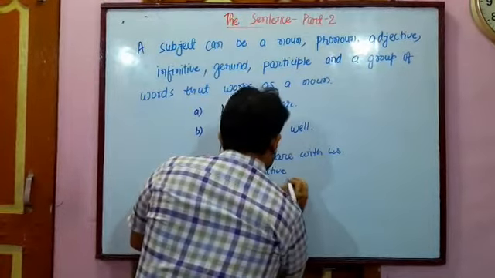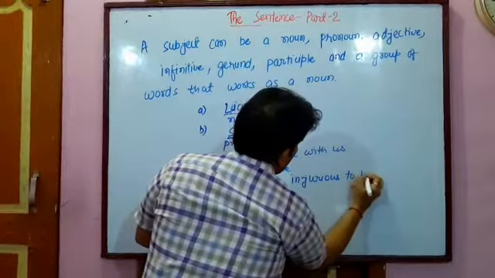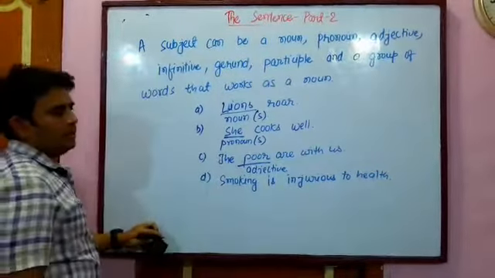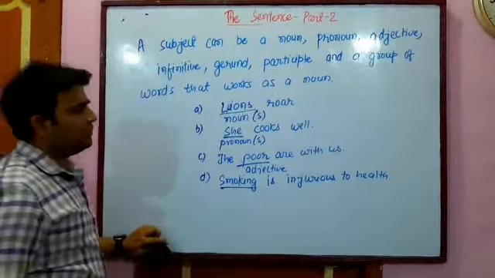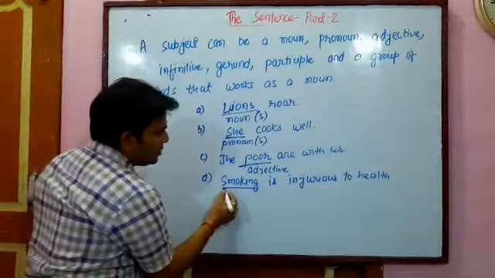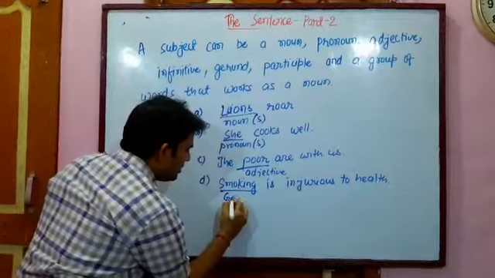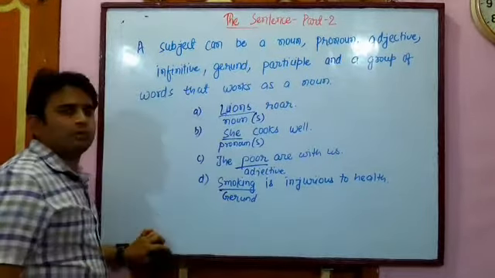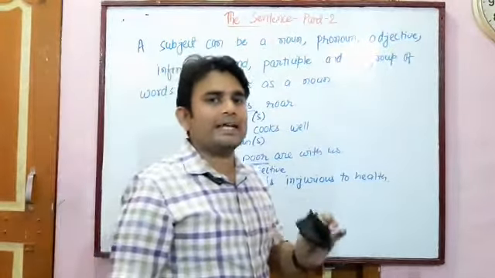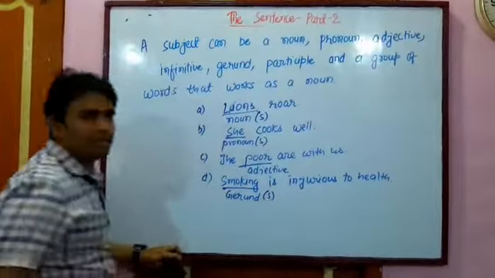Smoking is injurious to health. In this sentence, as we know, the first word of a sentence can be a noun, can be a subject. So the first word is smoking, and smoking is a gerund. And we also know that the gerund acts as a noun. It is a verb but acts as a noun. So here the word smoking is what? Gerund, but acts as a noun, so it is the subject.